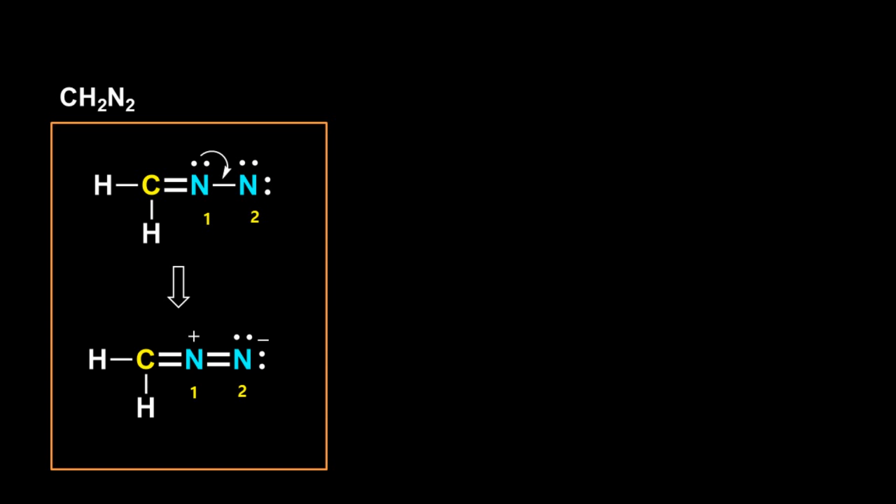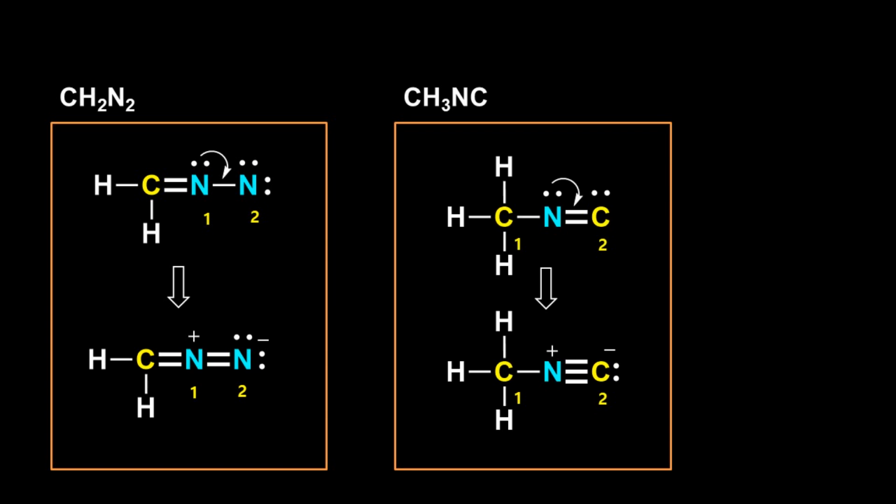In diazomethane, the terminal nitrogen N2 still doesn't have a full octet. To fix that, we take one of the lone pairs from the middle nitrogen N1 and convert it into an extra bond between the two nitrogens. That gives us an N double bond N, which helps N2 complete its octet.